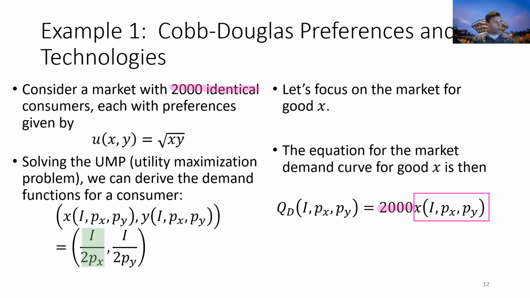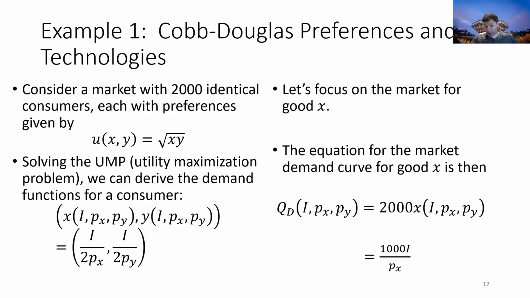Okay, so what we can do now is multiply by 2,000, and we can see here the equation for the total market demand curve is 1,000 I over PX. So if you plugged in an income value, you could graph the demand curve pretty easily, right? Like if I was 50, you would have 50,000 over PX. You could graph that demand curve. It would look like this. Okay, so we've generated the demand curve here using utility maximization.